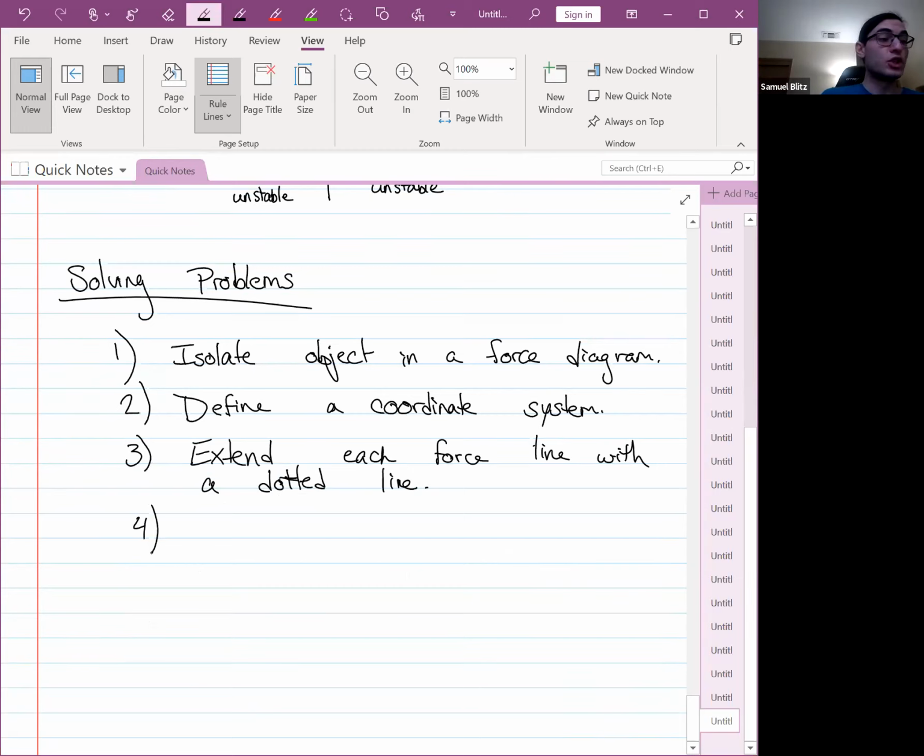Step 4 is just choose a pivot point. So you have to choose a pivot point and then stick with it for the rest of the problem. And it's not always the case, by the way, that the pivot point is the center of mass or some obvious place. Sometimes you can choose a very clever pivot point that makes your algebra easier.